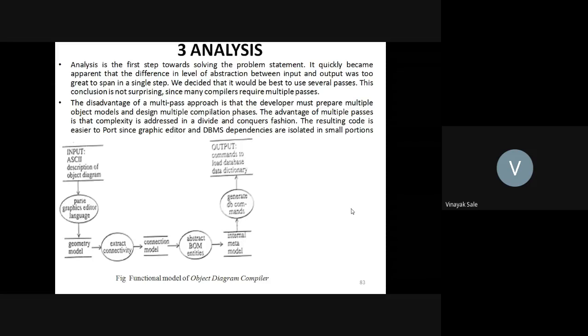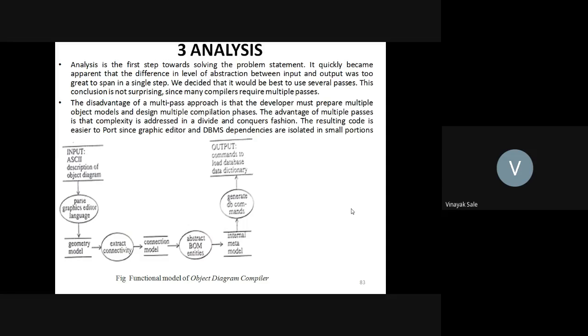Then the third part is analysis. Whenever you start a project, there must be an objective of that project, or the aim of that project, then the problem statement, and then analysis. The analysis is the first step towards solving the problem statement. It quickly became apparent that the difference in level of abstraction between input and output was too great to span in a single step. We decided that it would be best to use several passes.